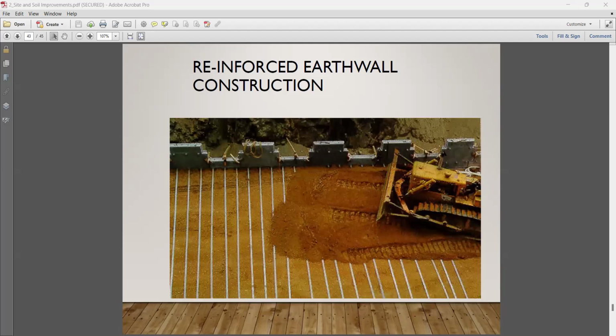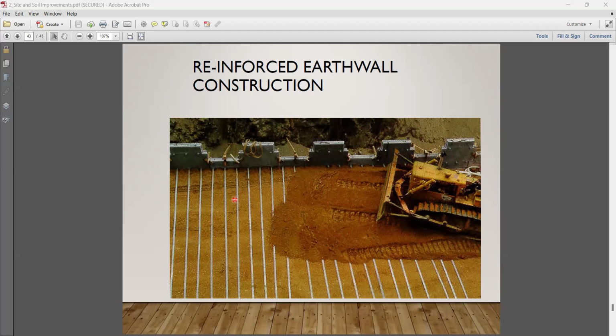You can see a wall is constructed. For the reinforcement, you can see some geosynthetics have been laid, and then filled with soil with the dozer. You can see layer by layer. They fill and then they add this geosynthetic, to improve the load supporting in tension.